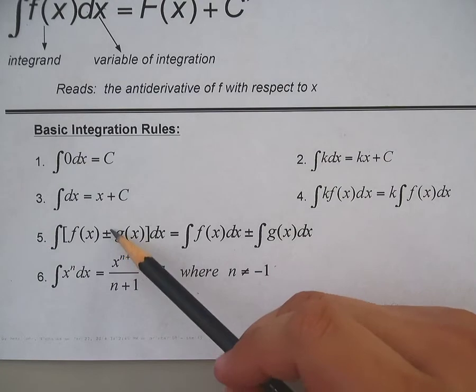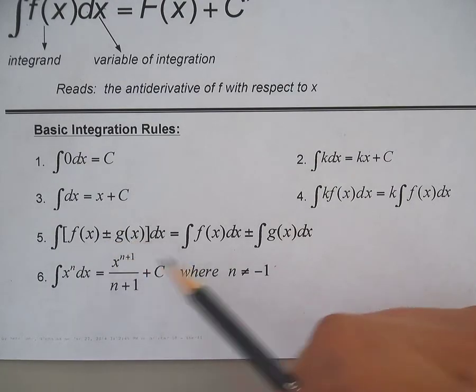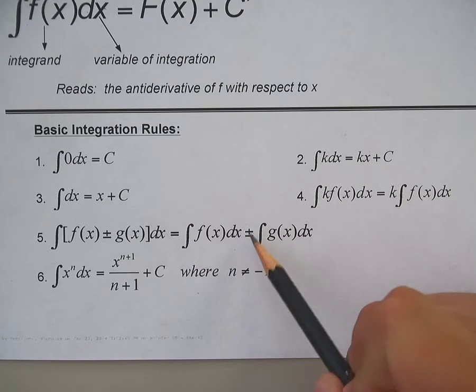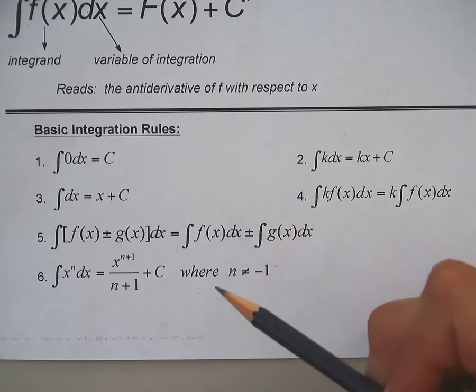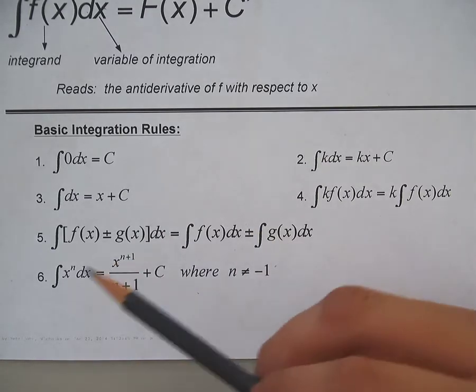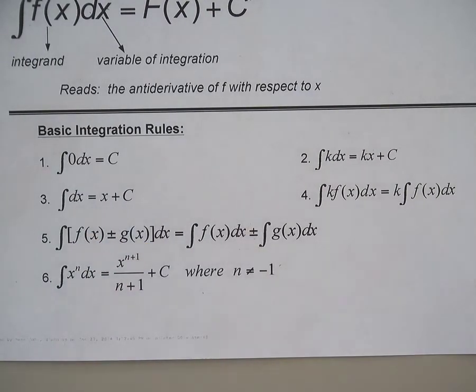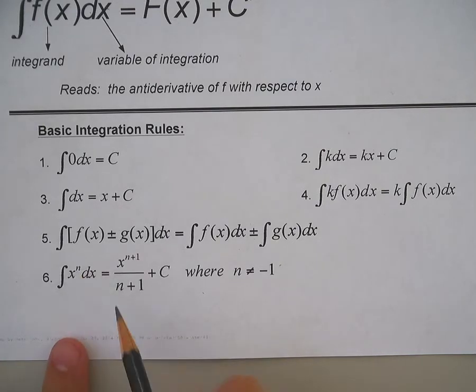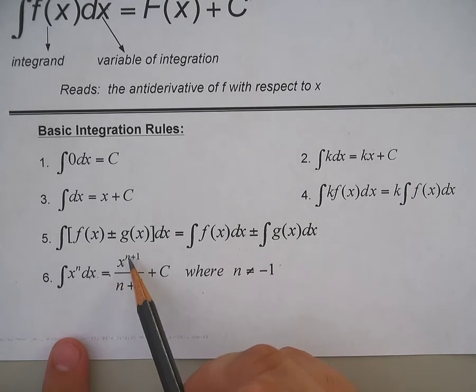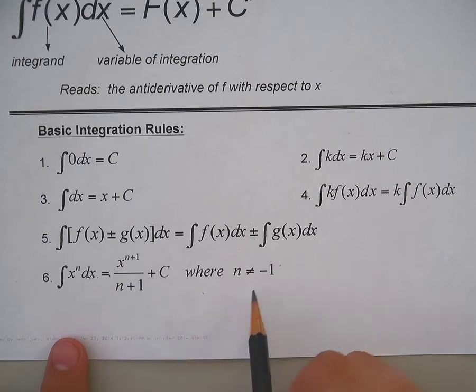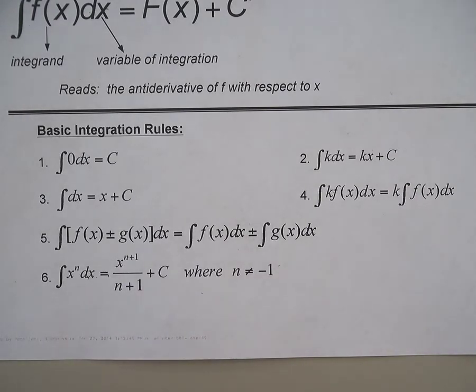Number 5, if you're adding or subtracting two functions, then you take the integral of the first one, adding or subtracting the integral of the second one. There's really not a lot to go off of there. It's just very, very simple. The integral goes here and here. And number 6, this is the one that we like to hang around. It says the integral of x to the n dx is equal to x to the n plus 1 over n plus 1 plus c, where n cannot be negative 1, obviously, because you can't have a 0 on the bottom.